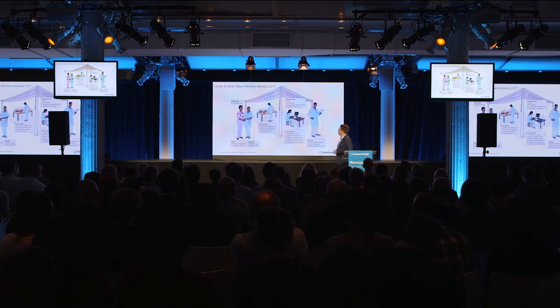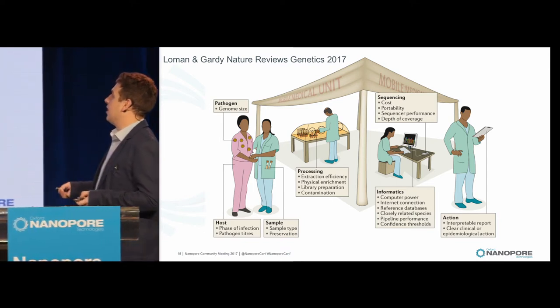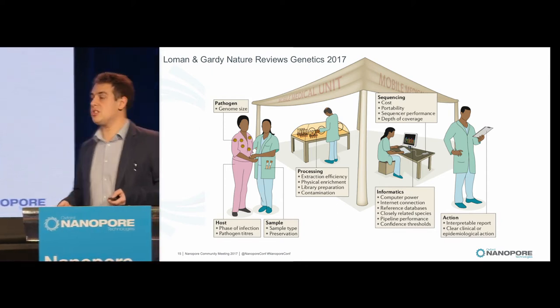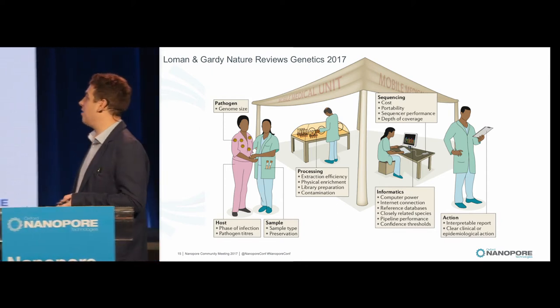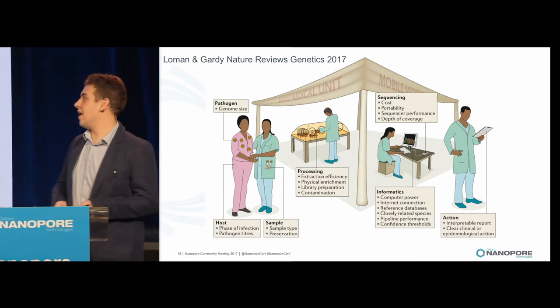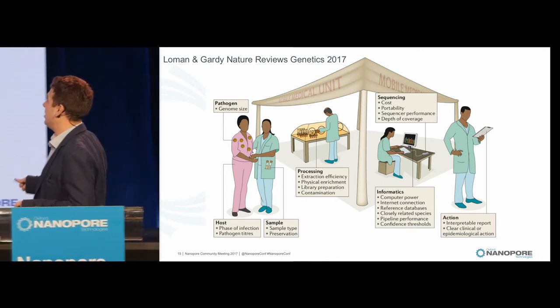And we recently wrote a review with Jennifer Gardy from BCCDC, and if you're interested in this topic, have a look at the review, because the idea is: can we have sequencing as a standard assay that we can use for doing surveillance? And we identified a number of issues that need to be addressed if you're going to have mobile, fieldable sequencing for untargeted surveillance of viruses and pathogens. And I'm going to talk about a few of our efforts to try and address some of these gaps.